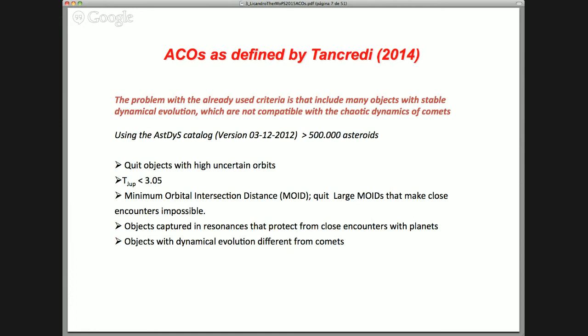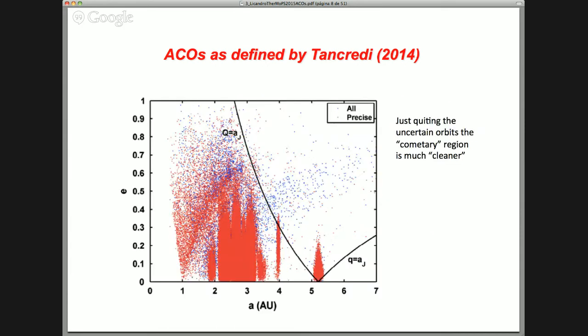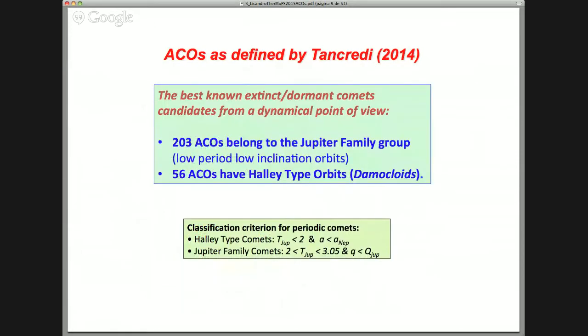Just using the first criterion, if you look at this diagram, semi-major axis against eccentricity, in blue, you have all the objects, and overplotted in red are those with precise enough orbits. Look, the fraction of blue objects here is very large. In fact, I don't know why, but it is larger than the fraction of blue objects in the other part. So just waiting until we have an accurate orbit, most of what we used to consider ACOs are not ACOs anymore. Well, he produced a list of 203 ACOs belonging to the Jupiter family group, and 56 ACOs with Halley-type orbits that are called Damocloids because of Damocles.